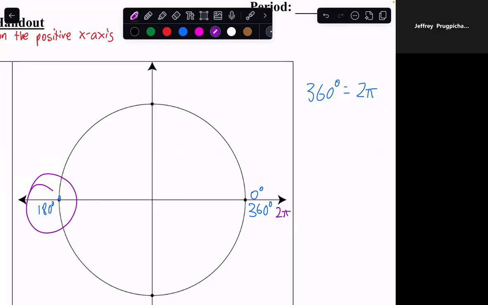Okay, well, what about over here? If you don't remember, you can just do a quick calculation. This is an equation, so you're allowed to do an equal action to both sides. If you remember that 360 degrees is 2 pi, you could divide both sides by 2. And 180 degrees would be equal to 2 pi over 2, or just pi. So 180 degrees is pi radians. And 0 degrees is 0 radians.